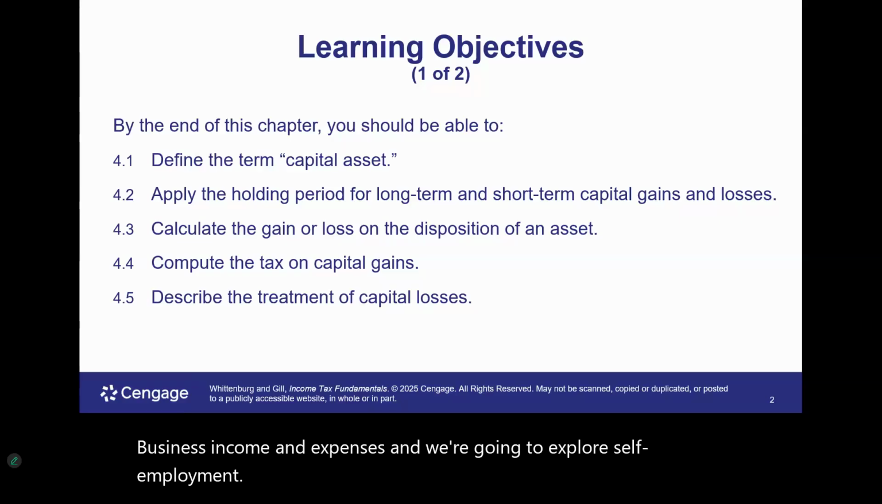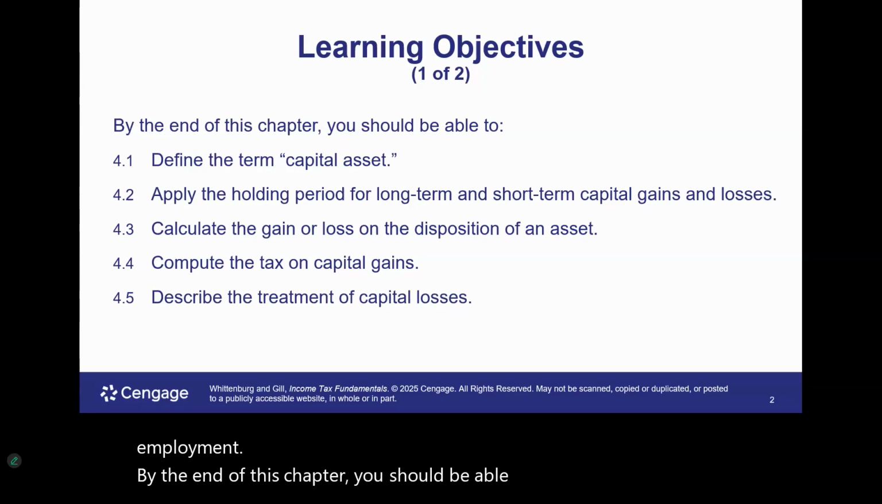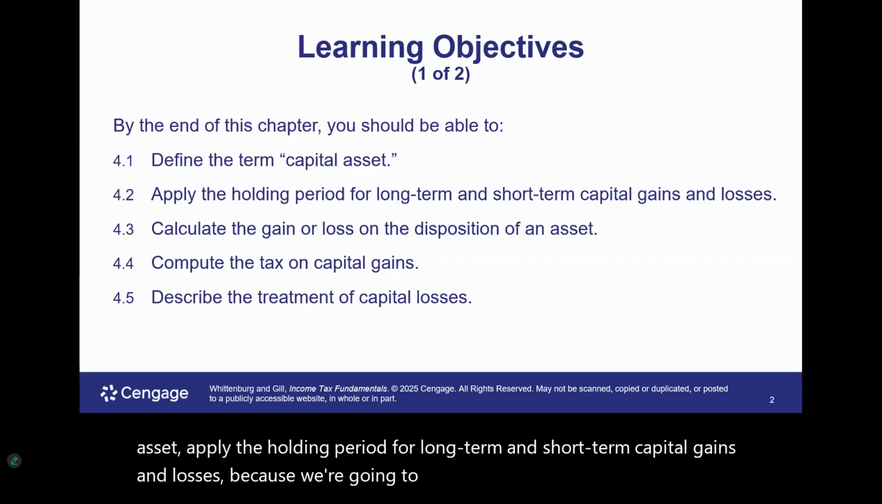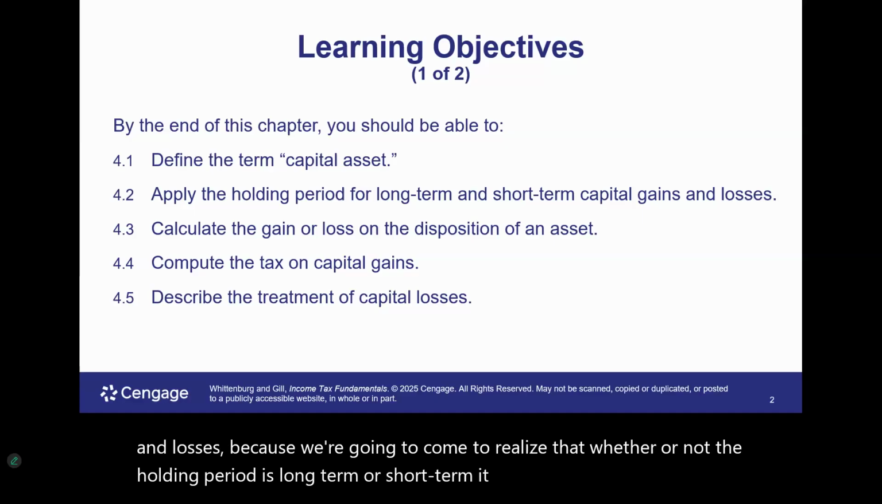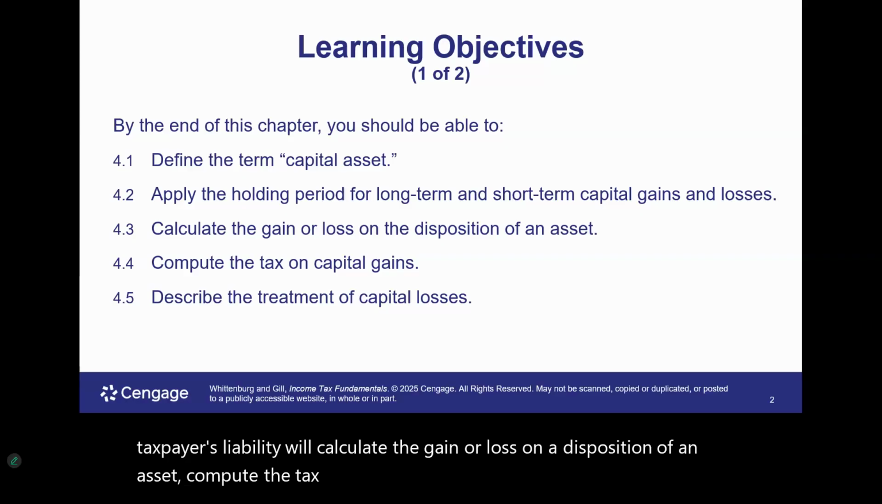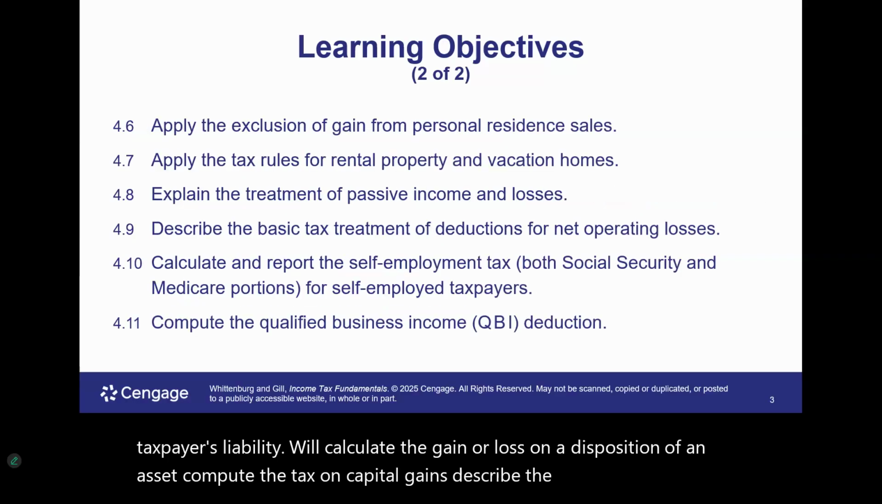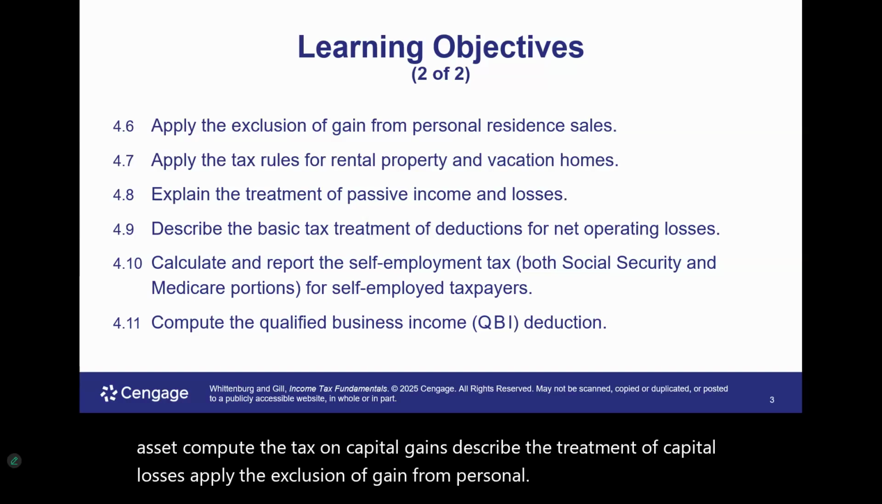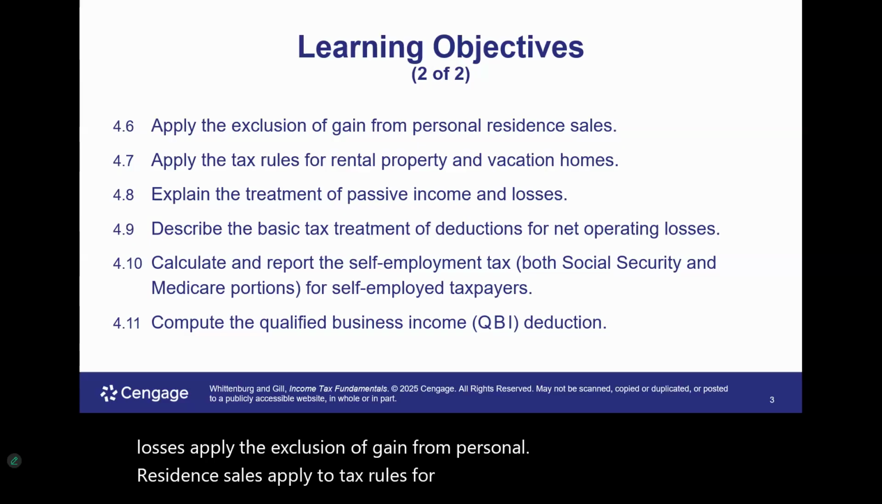By the end of this chapter, you should be able to define the term capital asset, apply the holding period for long-term and short-term capital gains and losses, because we're going to come to realize that whether the holding period is long-term or short-term has a significant impact on a taxpayer's liability. We'll calculate the gain or loss on the disposition of an asset, compute the tax on capital gains, describe the treatment of capital losses, apply the exclusion of gain from personal residence sales, apply the tax rules for rental property and vacation homes, and explain the treatment of passive income and losses.